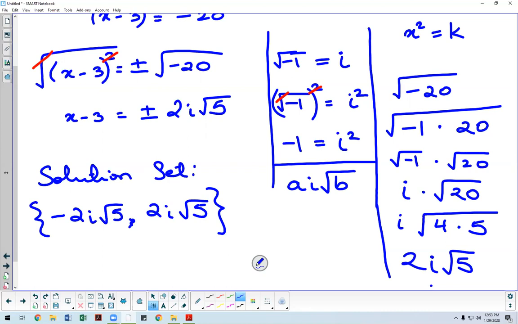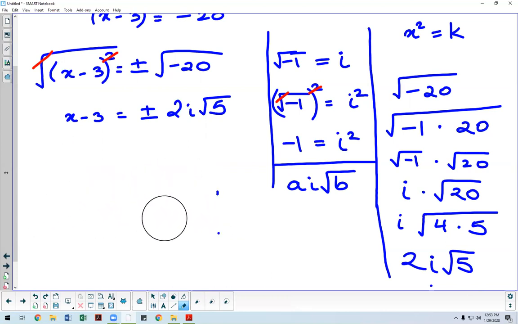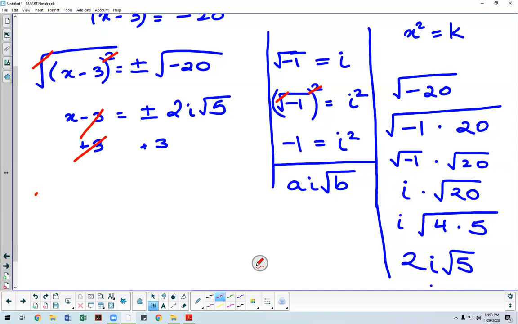Do we not have the 3 to the other side? Oh, I didn't finish the problem, did I? Yes, we do have the 3 to the other side. Completely forgot about that. Sorry. Okay, we do have to get that x by itself. We simplified that. We need to add 3, which means your answer is actually going to change a little bit.